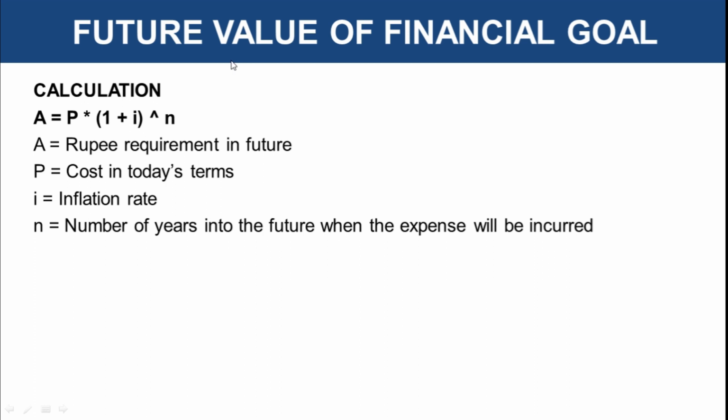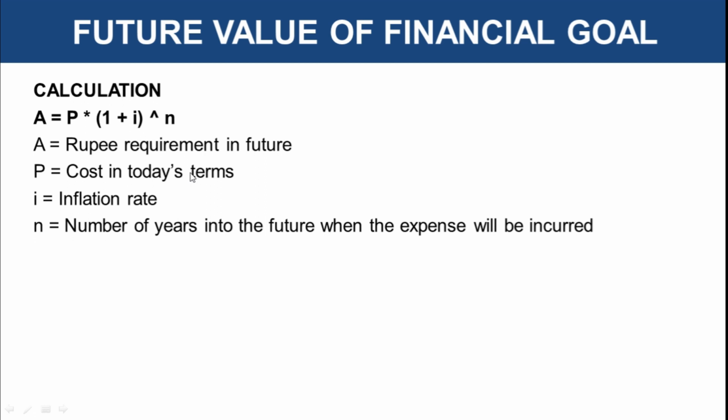Now let's come to calculating the future value of a financial goal. We took that example where the present value of a post-graduation course at today's time was 8 lakh rupees. Now we want to take admission after 3 years. So what would be the future value? This is just an example, so go through the formula. Amount would be principal into 1 plus i raised to the power n. You can see this amount is the rupee requirement in the future. It means how much money you would require in the future for any of your financial goals.